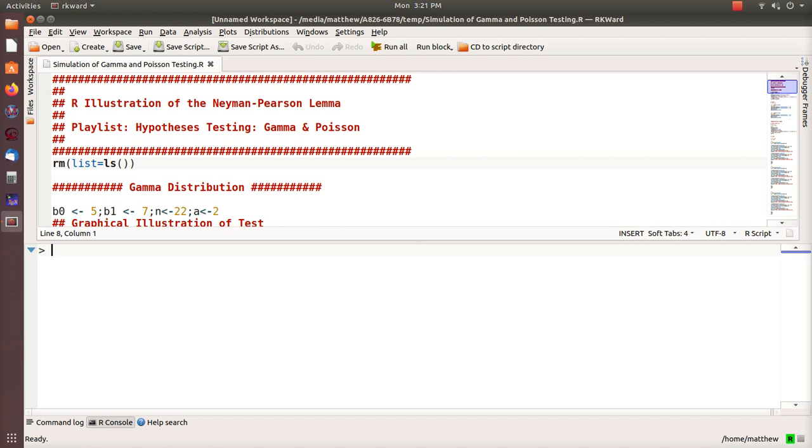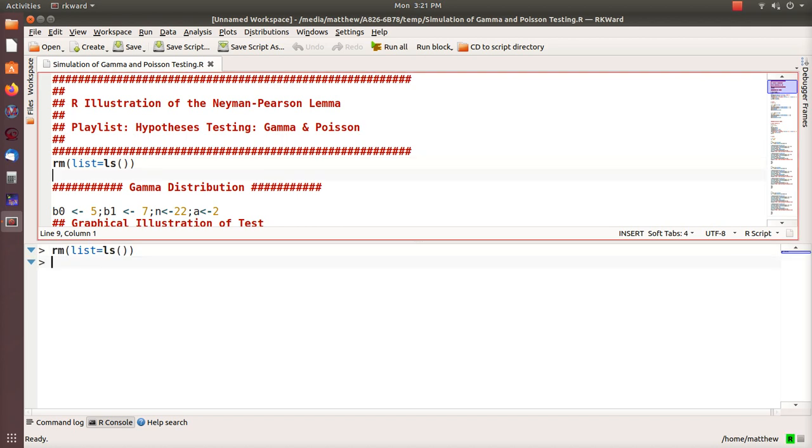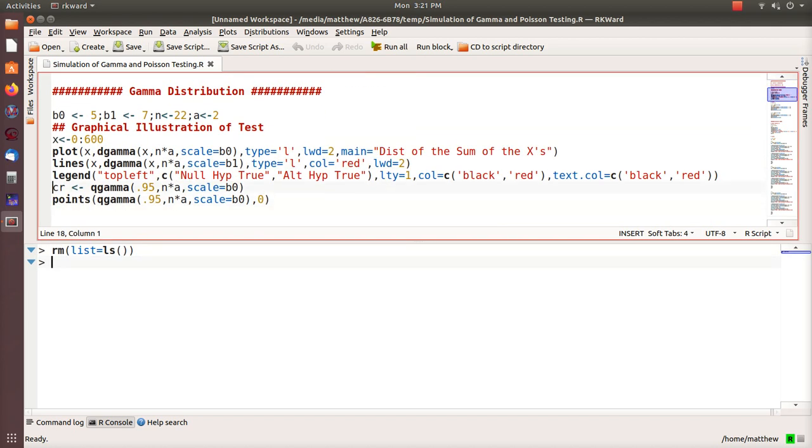First of all, I like to remove all the objects in the memory of R. Here we're going to look at the gamma distribution. We're going to assume that alpha is known and is equal to 2. We're going to take a sample size of 22. The null hypothesis is that the beta parameter is 5. The alternative hypothesis is that beta is 7. So beta 0 is 5, beta 1 is 7.